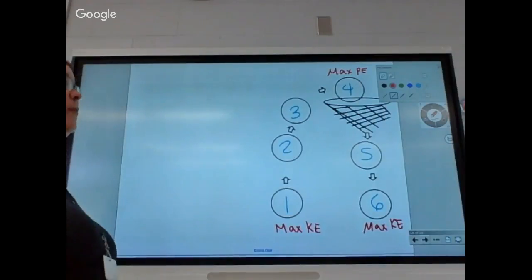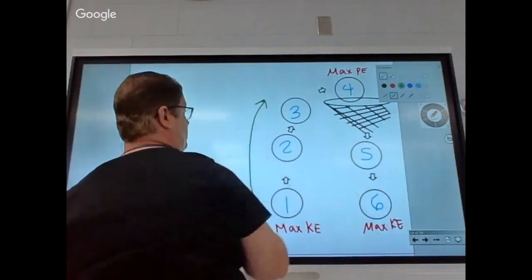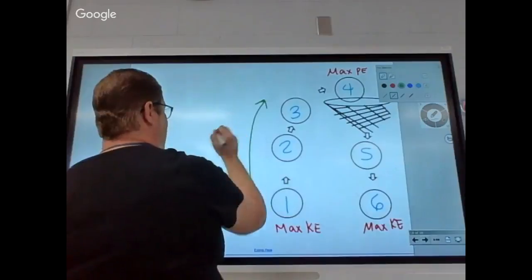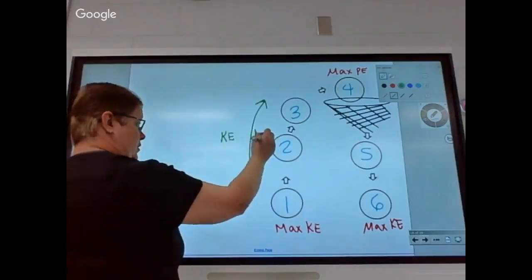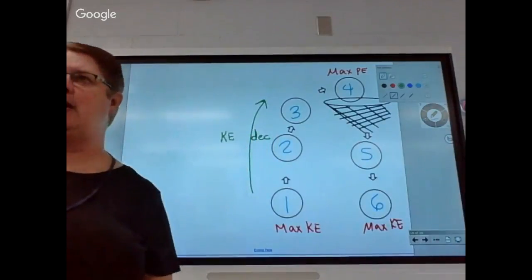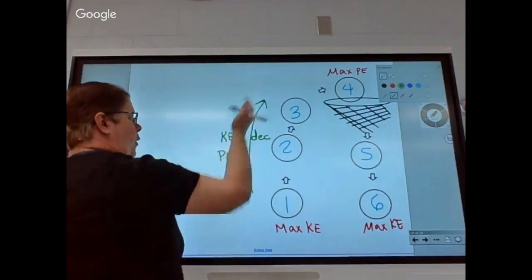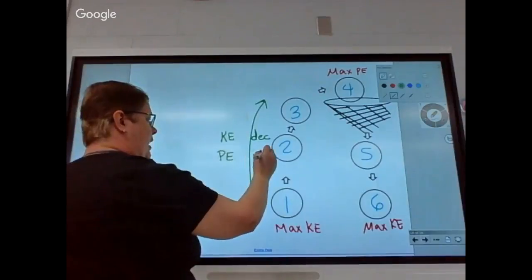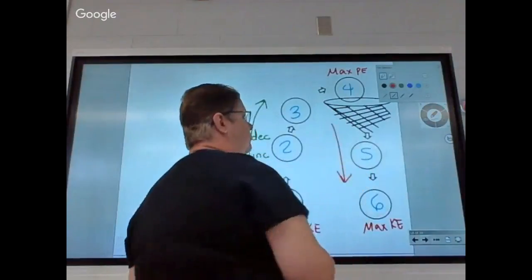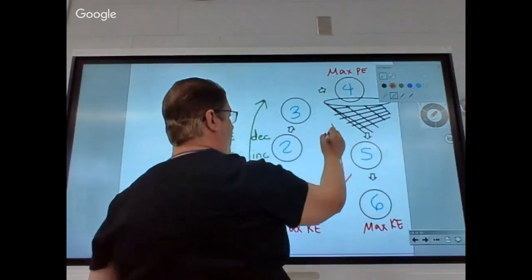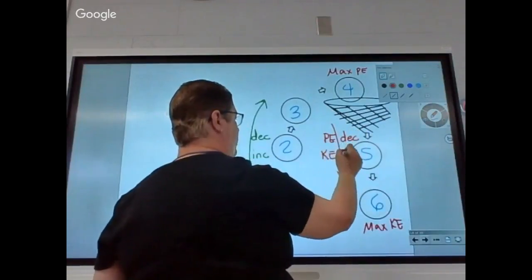All right. Now, the hard part. What happens here? What happens to KE if we go up? Because the ball is going to do what? Slow down. The ball can't go faster going up in the air. It's got to slow down. All right? But what happens to potential energy as we go up? Increases. That's right, because the ball is getting greater height. Now, what happens here? PE decreases. All right, PE will decrease. And KE increases. KE will increase.